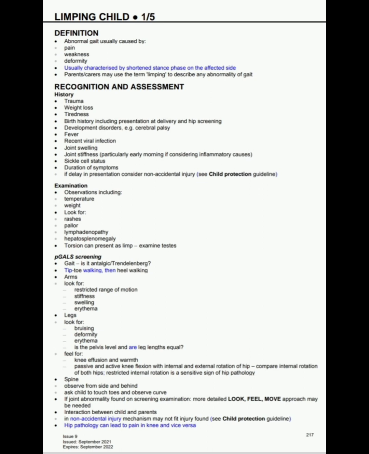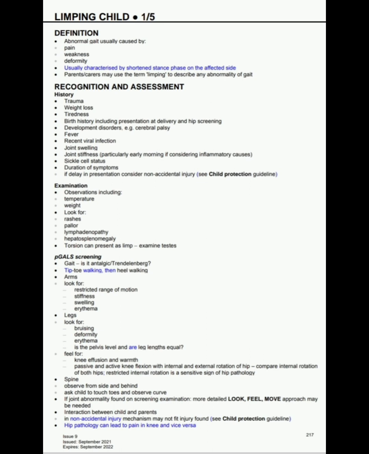So first, the definition of limping of a child is that there is abnormal gait usually caused by any pain, weakness, deformity, usually characterized by shortened stance phase on the affected side. Parents or carers may use the term limping to describe any abnormality of gait. Now, recognition and assessment of limping.